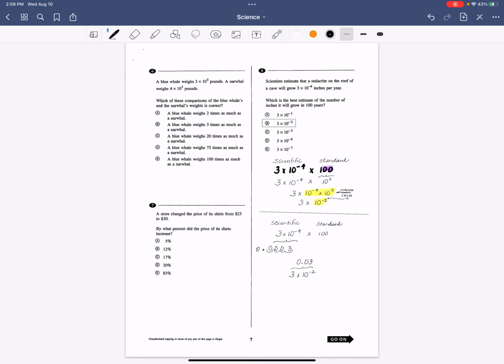I said this one is not as complicated as it looks, but it really is. You have to have some good knowledge of those rules of exponents or of standard and scientific.